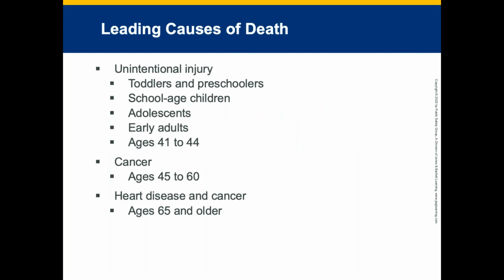So according to the CDC, unintentional injury accidents is the leading cause of death for toddlers and preschoolers, school-age children, adolescents, early adults, and middle-aged adults between 41 to 44 years. For ages 45 to 60, the leading cause of death is cancer. Heart disease and cancer are the leading causes of death in ages 65 and older.